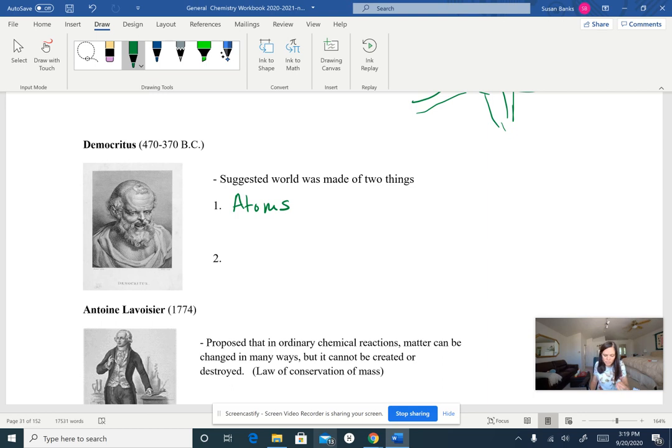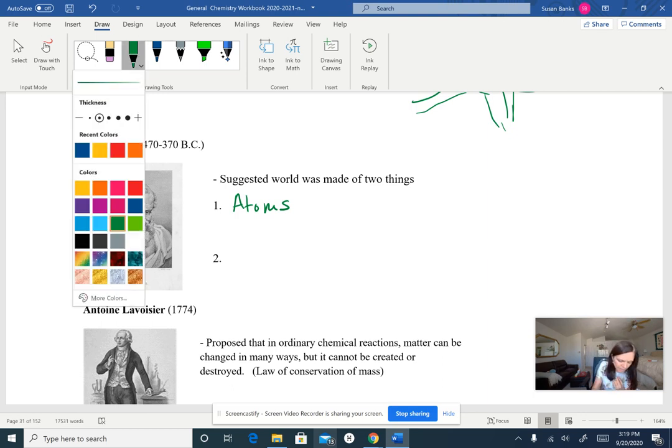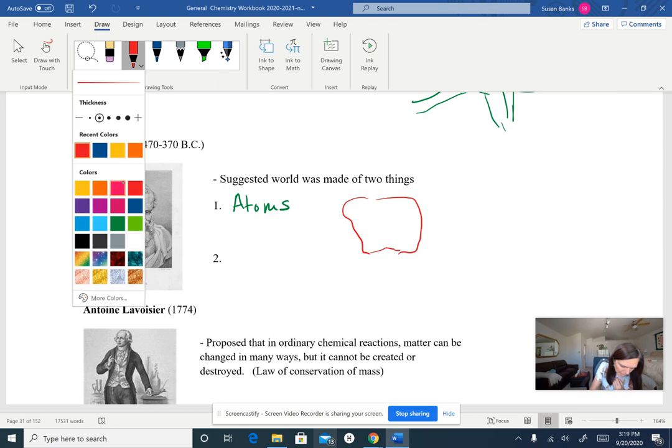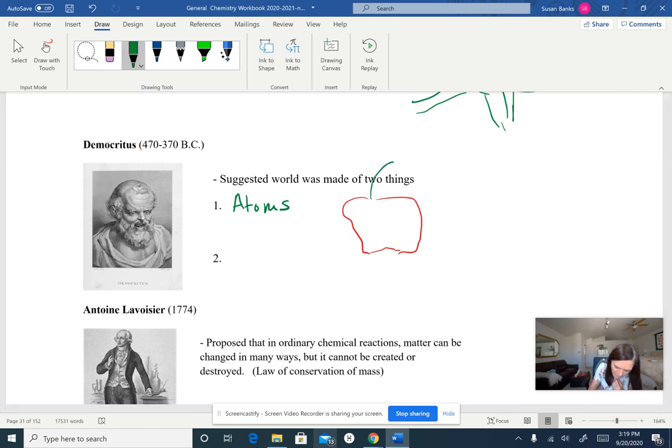He thought if you took something, say like an apple, let's make this red. If I take an apple, and this is a terrible apple, and I take that apple and I cut that apple in half. And then I cut that apple in half again and keep on cutting and cutting and cutting until eventually I get a piece so small of that apple that it's uncuttable.